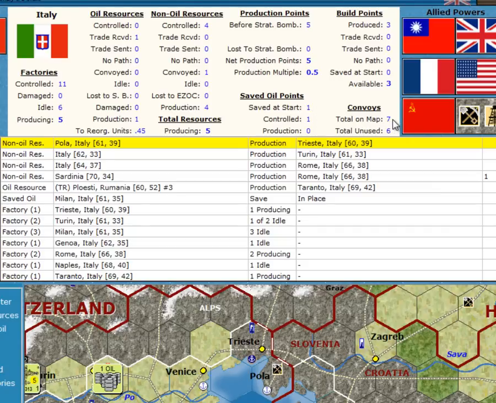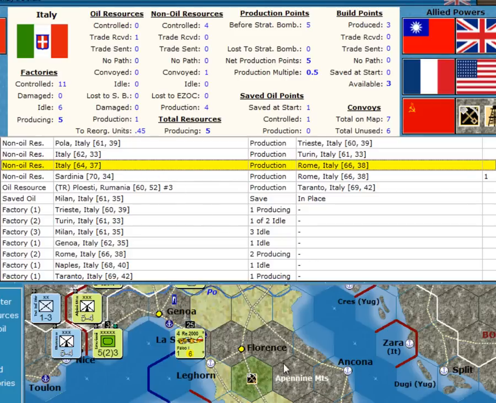They have 7 convoys on the map, but 6 of them aren't doing anything. Only one convoy is doing anything, and that's the one that's conveying the non-oil resource. We can look at the individual items here. So this is a non-oil resource that's in Pola, which is shown on the detailed map underneath. It's being used by the factory in Trieste, which is right next door.